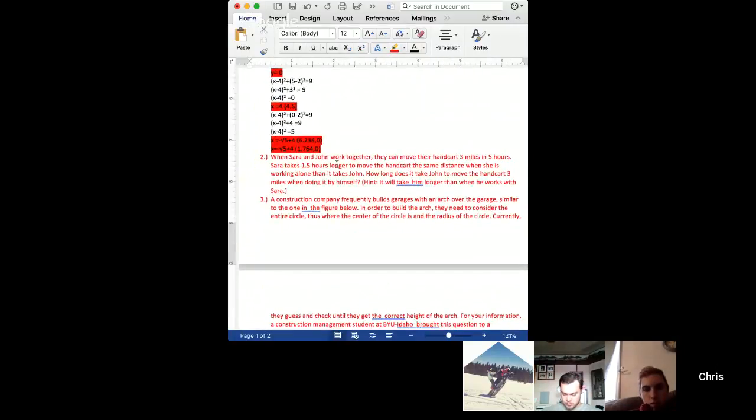Okay. It says here, when Sarah and John work together, they're pioneers. They can move their handcart 3 miles in 5 hours. Sarah takes 1.5 hours longer to move the handcart the same distance when she is working alone than it takes John.